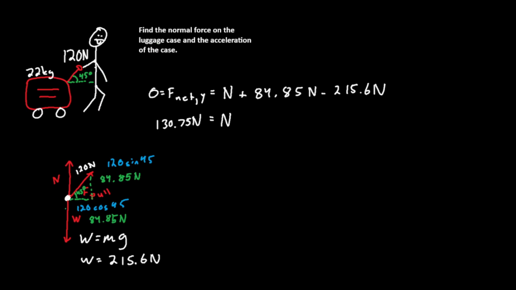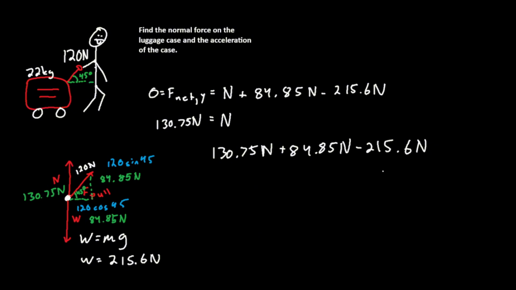So if I were to draw that down, you would get 130.75 newtons. And if you add everything back up together, if you add 130.75 newtons, it's going up, so it's positive. And you have the force of the pull, which is 84.85 newtons. And you also have your weight force, which is subtracted by 215.6 newtons. You would get, once you add these all up together, you would get 0.